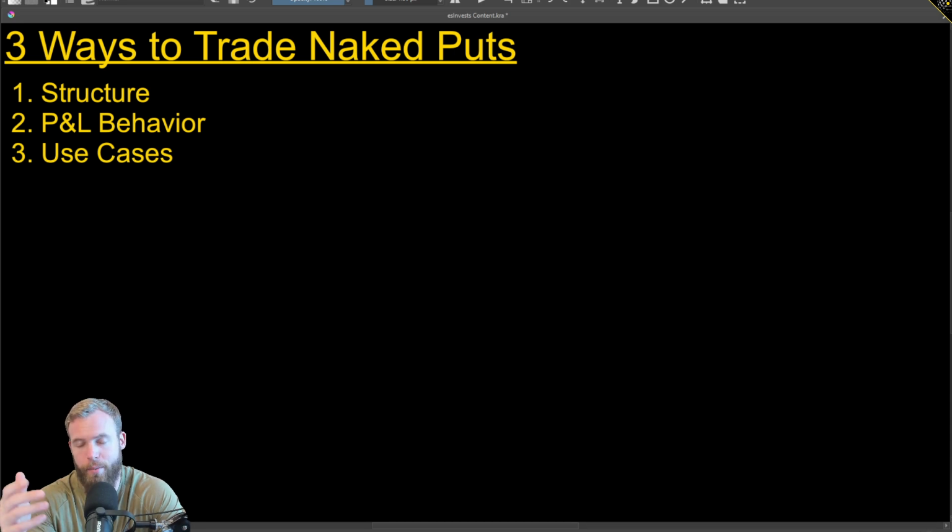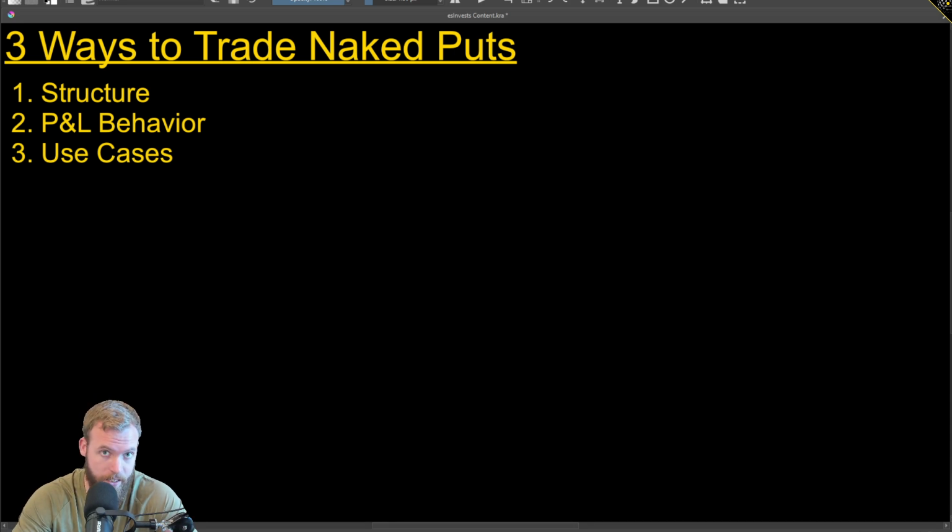I want to talk to you today about naked puts. No, you're going to have to keep your clothes on, but we can talk about selling puts using margin. That's the goal for today. So we have three things I want to cover: what the structure is, how the structure behaves, and then three different ways you can use them.